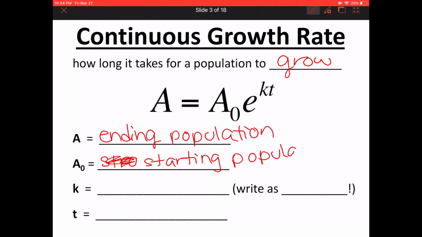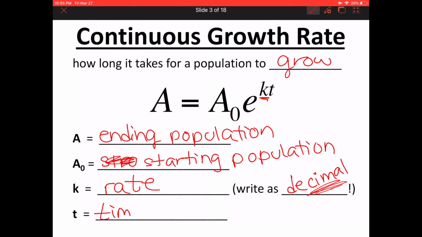The letter K actually represents the rate. So we're using this letter K now to represent the rate. As we have been all chapter, remember that the rate always has to be written as a decimal. So turn those percentages into decimals, and then T represents the time that has passed.